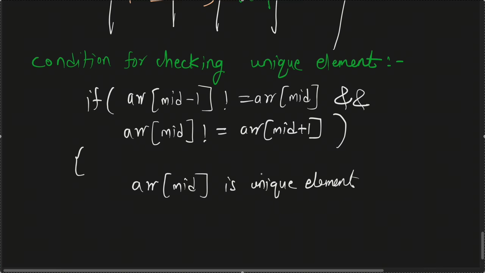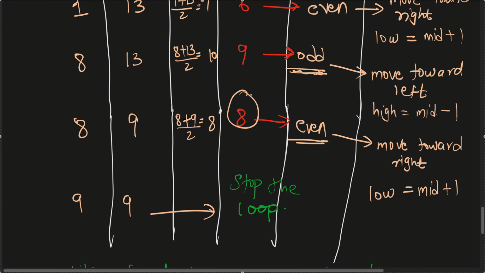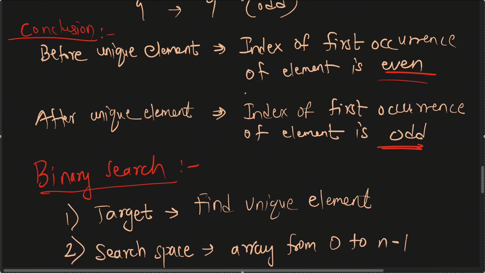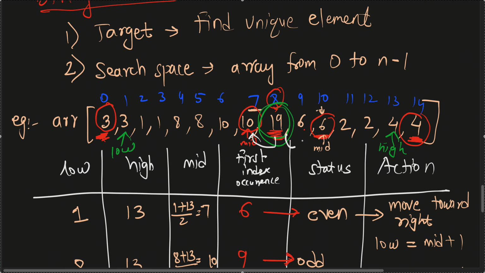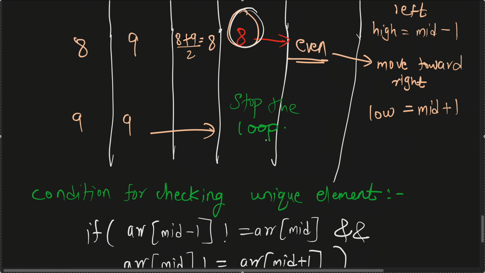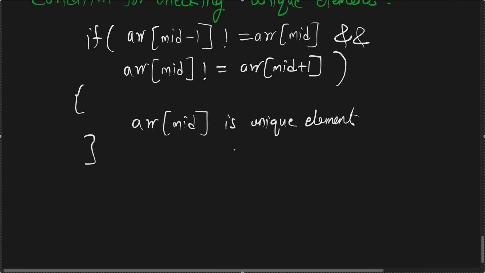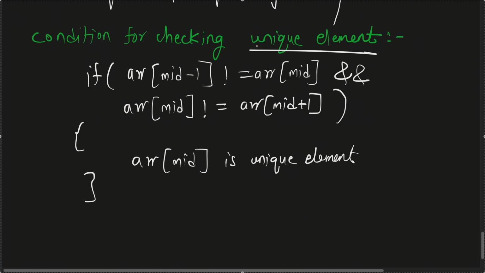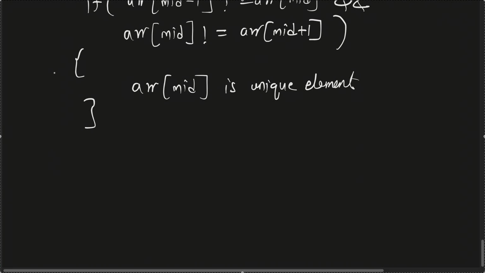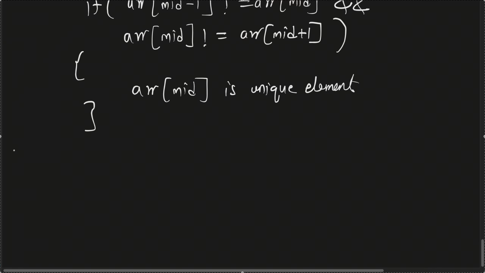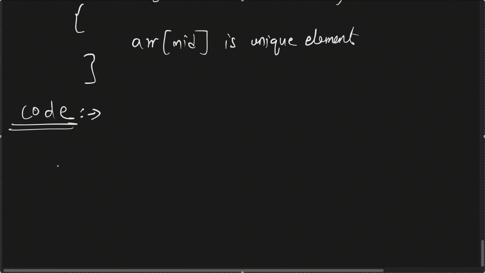This condition we have applied here, and that's why we got it. For this array, the previous element and the next element were not equal, so that's why we stopped the loop. So this was the condition for checking the unique element. We'll apply this condition to check the unique element. Understood? I hope you understood this dry run. Let's quickly write the code for how we can solve this problem.